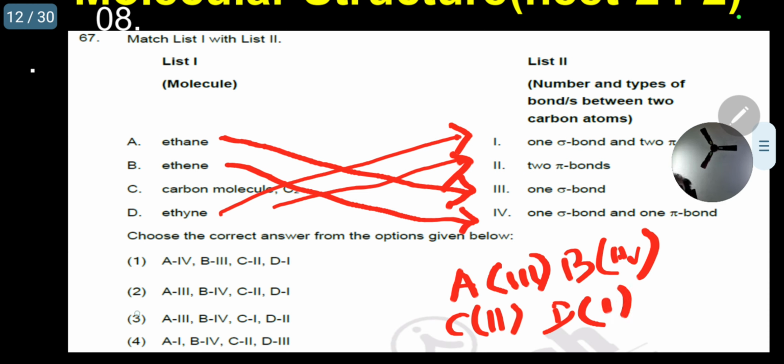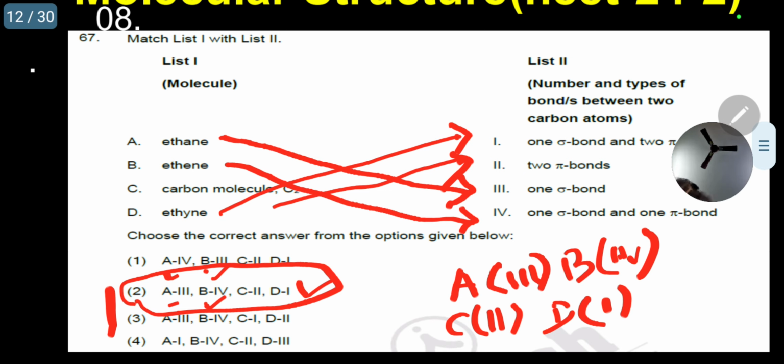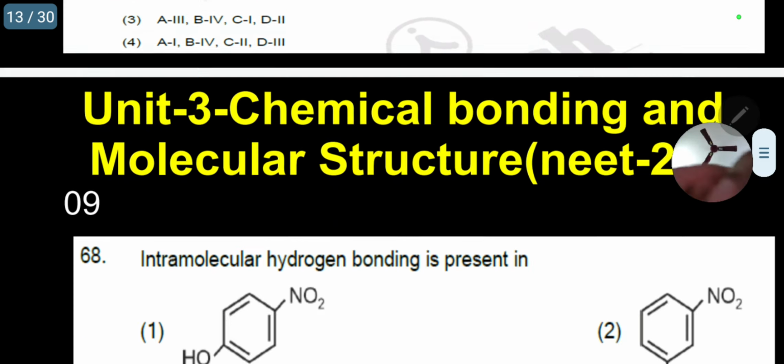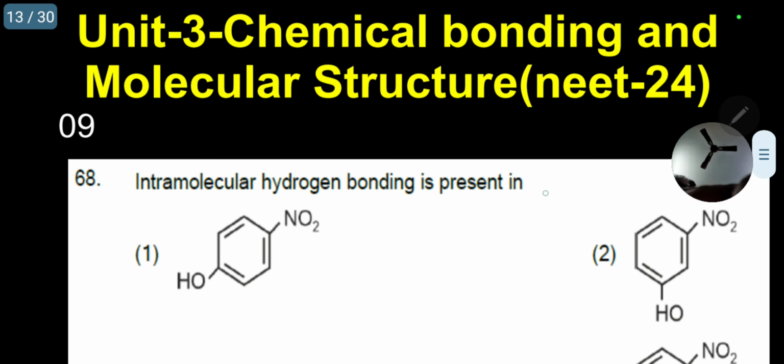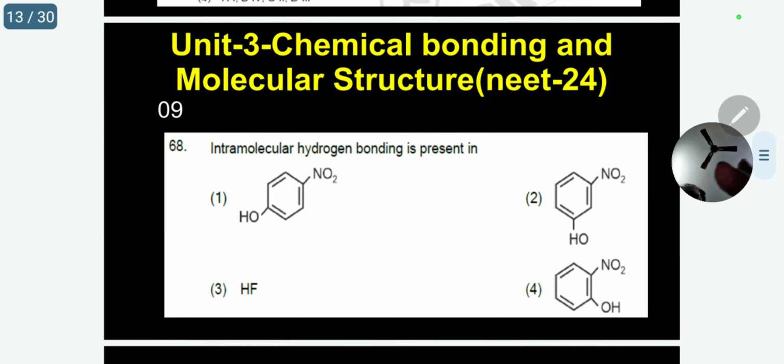Compare now the options given: 1, 2, 3, 4. A3. Where is A3? Only 2 and 3 will have A3. The next one, B4. Both have B4, so we cannot differentiate. Then C, 2. This is 2, this is 1. So 2 is the correct answer. Instead of simply comparing values, you predict with the help of the molecular structure. Answer is 2. Kindly follow.